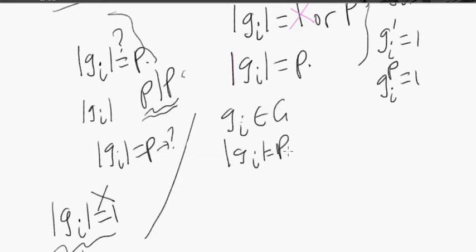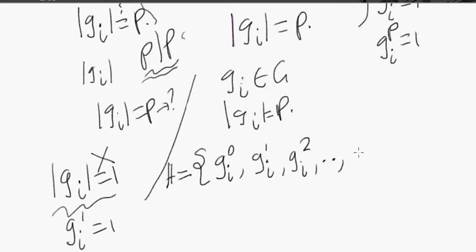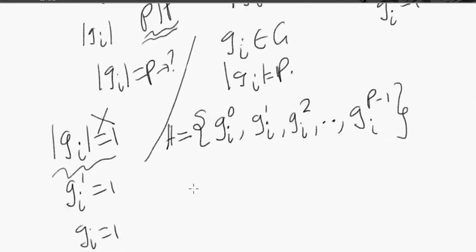Well, if the order of some element of the group G is p, what can we conclude? What does this tell us? Can we conclude at least the following? Let's call this set H. Let's look at the set H, which equals g sub i to the 0, g sub i to the 1, g sub i to the 2, all the way up to g sub i to the p minus 1. Let's think about this set. How many elements does it have? Is the order of H equal to p?